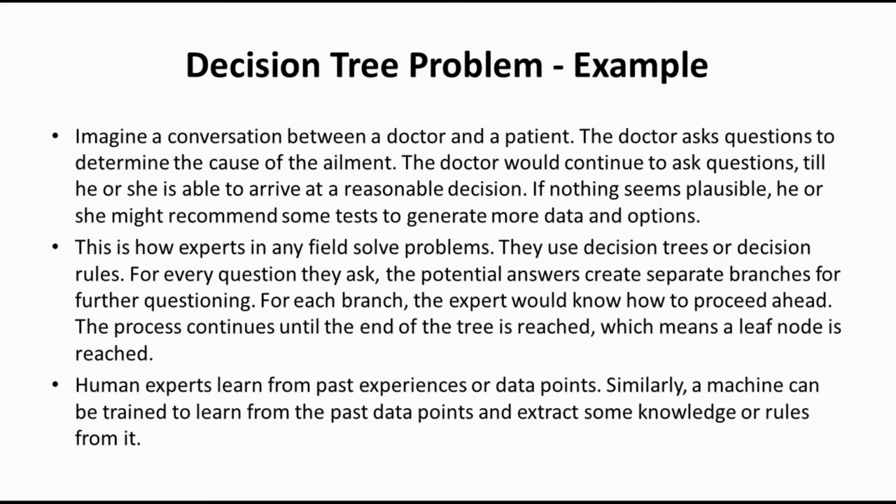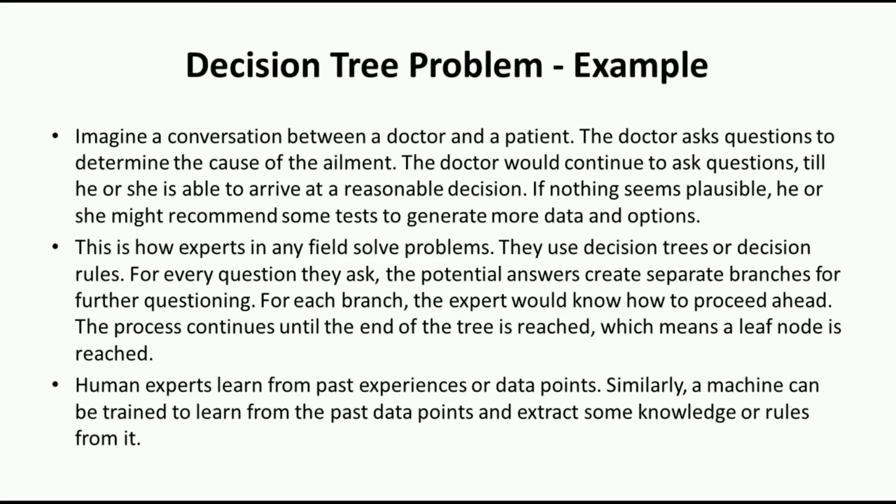What happens initially is the doctor asks questions to the patient. The first question he asks, and if he comes up with a decision, that's fine. That's the end of that conversation. But if he doesn't come up with a decision, he will ask some more questions. He will ask a second question, a third question, and so on. He goes on asking questions until he comes up with a reasonable decision. If he still doesn't, he may recommend some tests so that he can generate a few more data and options to come up with a decision. That is how the decision tree works.